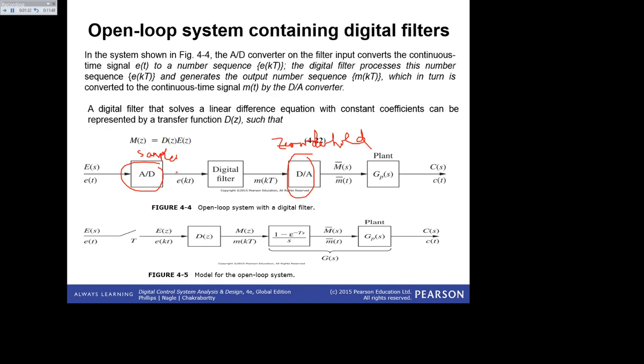So in order to get a transfer function, which is C(s) over E(s), that's what we need to do, because at the end of the day, what we are trying to do in the beginning is, whenever you have an open loop system, to find out the transfer function of the system. So the analog to digital converter is a sampler. The digital filter, assuming its transfer function is D(z), and then the digital to analog converter is the zero order hold, and the plant is this one. So how do you write the equation of the transfer function of this system?